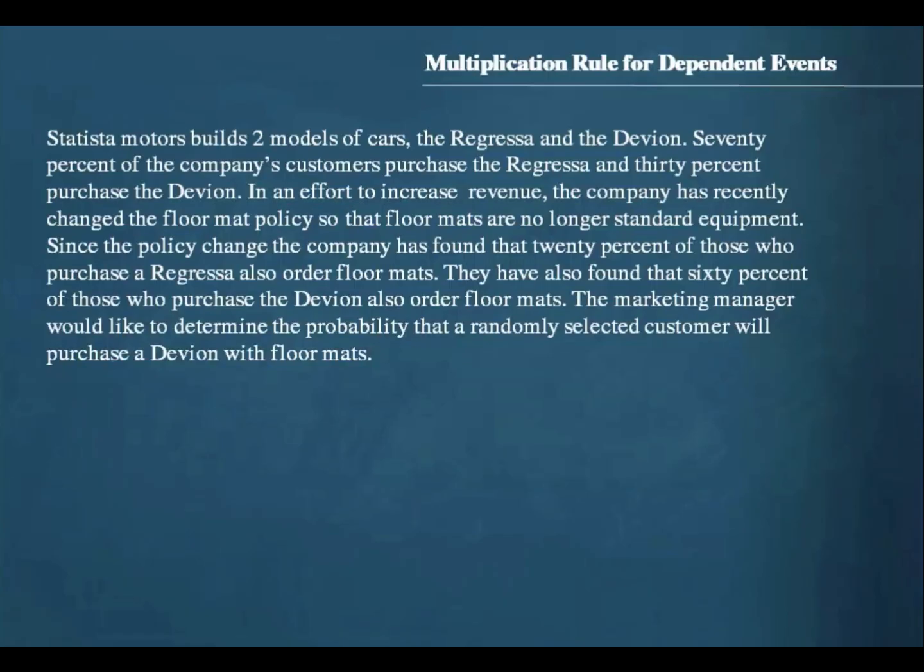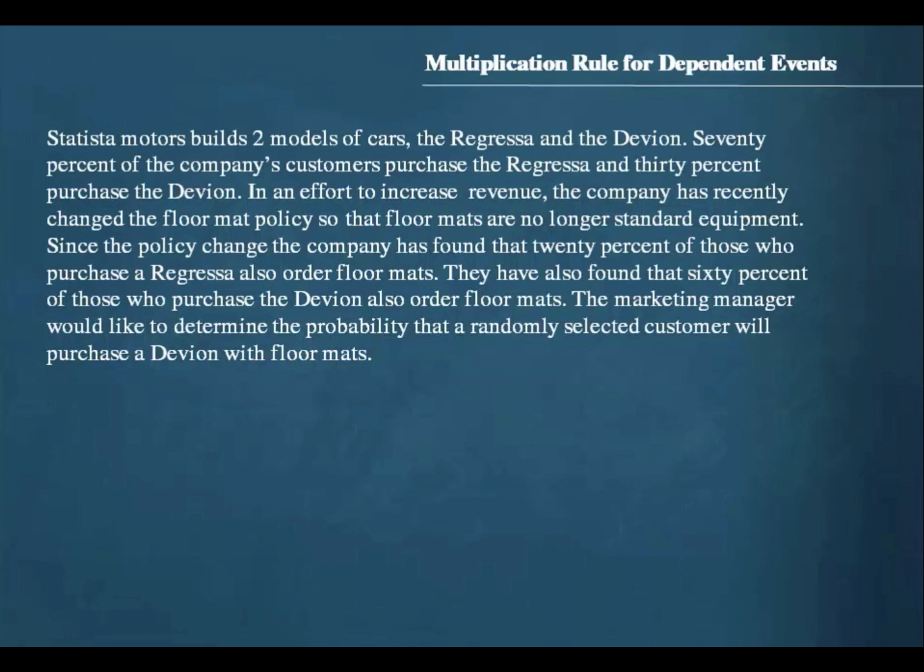Statista Motors builds two models of cars, the Regressa and the Devion. 70% of the company's customers purchase the Regressa and 30% purchase the Devion. In an effort to increase revenue, the company has recently changed the floor mat policy so that the floor mats are no longer standard equipment. Since the policy change, the company has found that 20% of those who purchase a Regressa also order floor mats. They have also found that 60% of those who purchase a Devion also order floor mats.